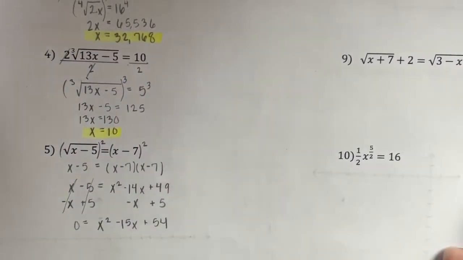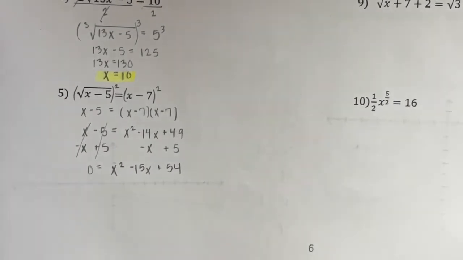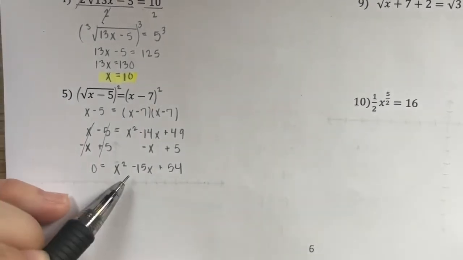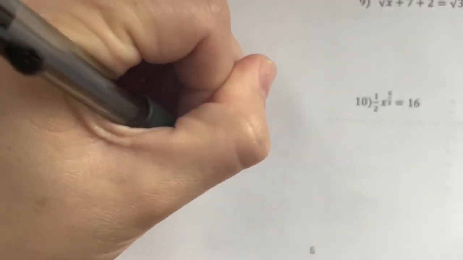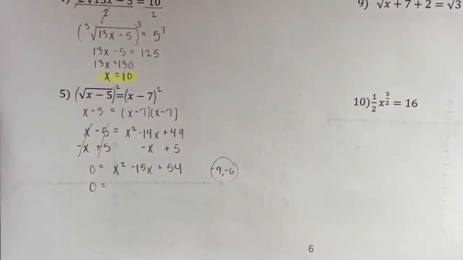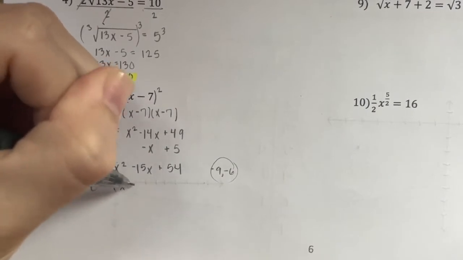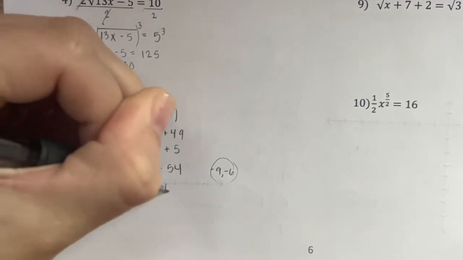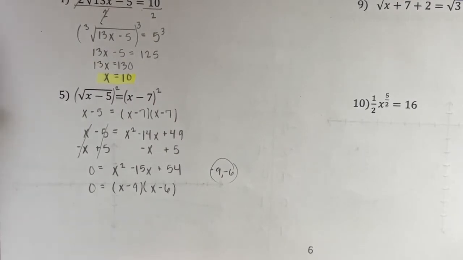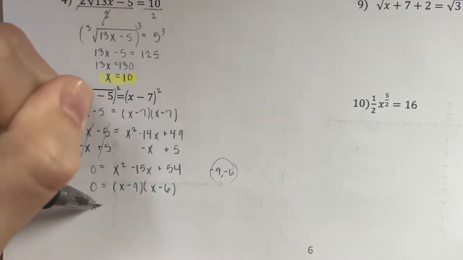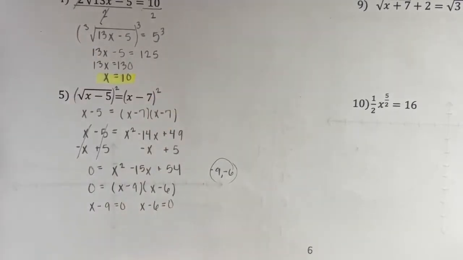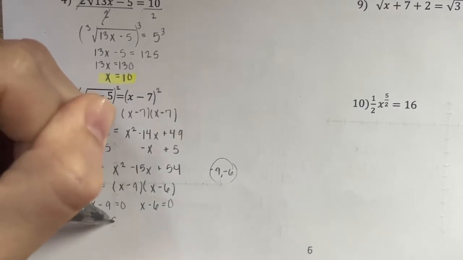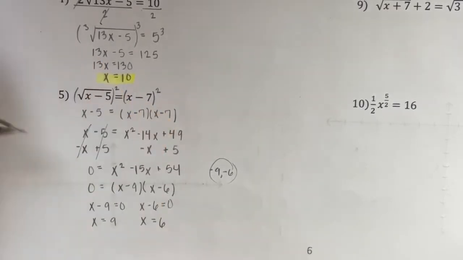And now I need to solve it by factoring. So I have to think, are there factors of positive 54 that add up to negative 15? It would be negative 9 and negative 6. So that means that x squared minus 15x plus 54 factors into x minus 9 times x minus 6, and then we can set each factor equal to 0 to solve for x. We end up with x equals 9 and x equals 6 as our solutions, and we need to check both.